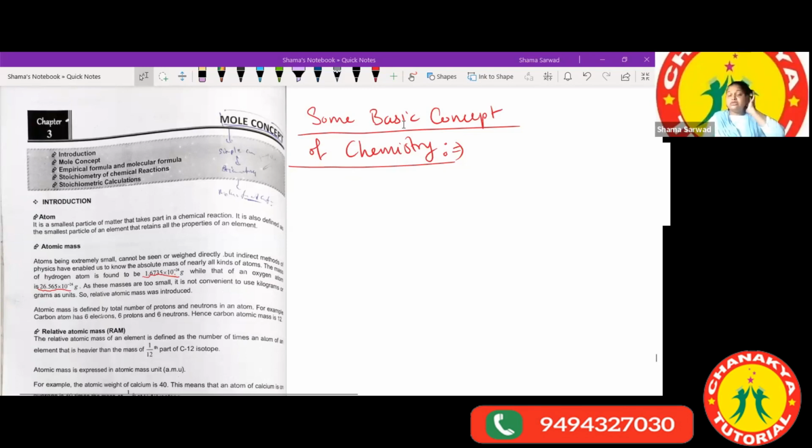So we are going to learn about the atom, atomic mass, relative atomic mass, and what is the reference standard to find the relative atomic mass, okay? What is the molecular mass? What is the formula unit mass, right? How do we calculate it, that calculation part? Then what is Avogadro's number? What is the mole? What is 1 mole? Gram atomic mass, gram molecular mass, all these things we have to see in this chapter.